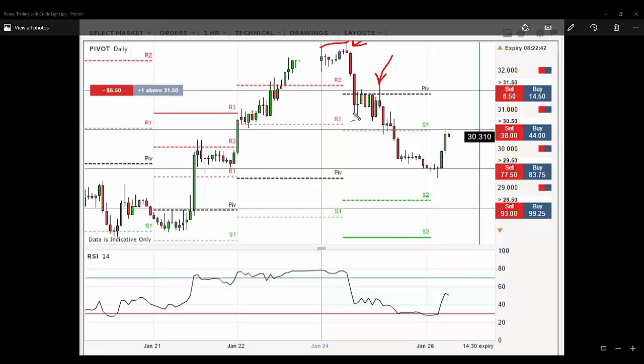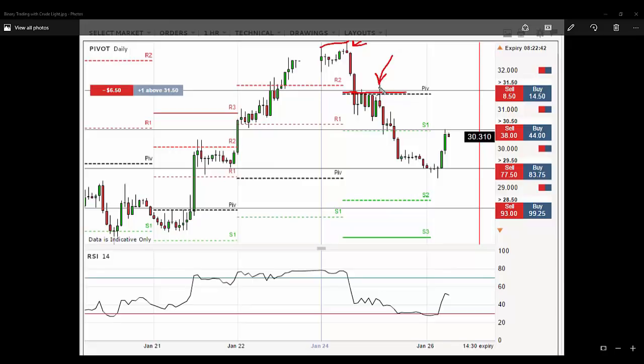It breaks the pivot line. Now, it breaks the pivot line here, but then it comes back, and this is often the case, it comes back to test it. That is a total rejection of the pivot. In other words, they close below it, and when they break a support or resistance line, they typically will always go back and test to ensure that it forms a resistance area.